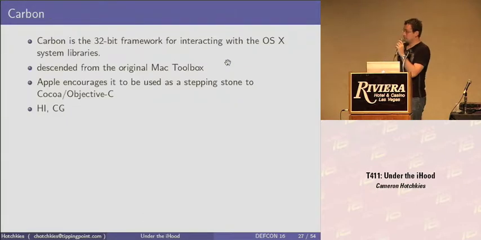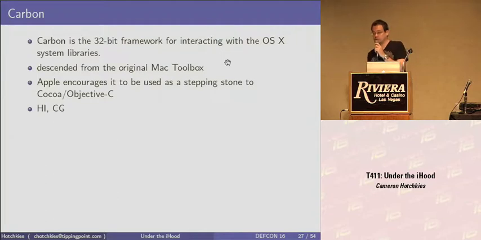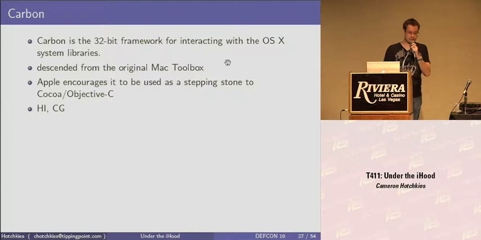Now, there's two main frameworks for writing code on OS X systems. Carbon is the C++ based framework that's going to be used. It was descended from the original Mac toolbox.